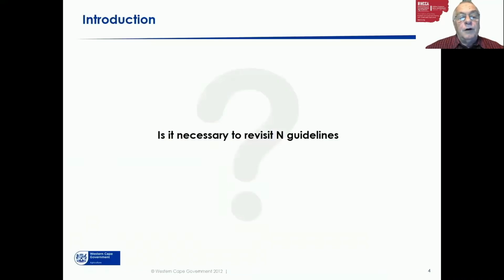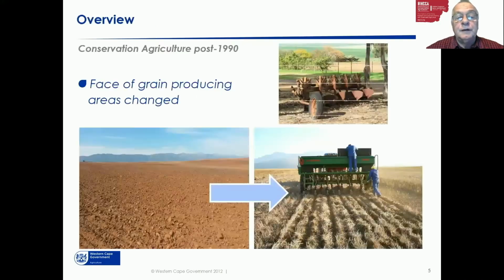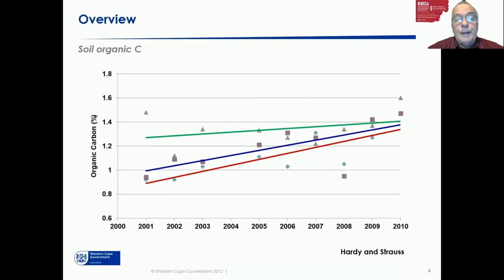Now, Mr. Chair, I want to ask the question, is it really necessary to revisit nitrogen guidelines? And the answer is a definite yes. When you look at the grain-producing areas of South Africa, or even the Western Cape, the face of these areas has changed quite dramatically from overworked soil to soil which is only worked to ensure proper germination of seeds, so less disturbance of the soil as possible.